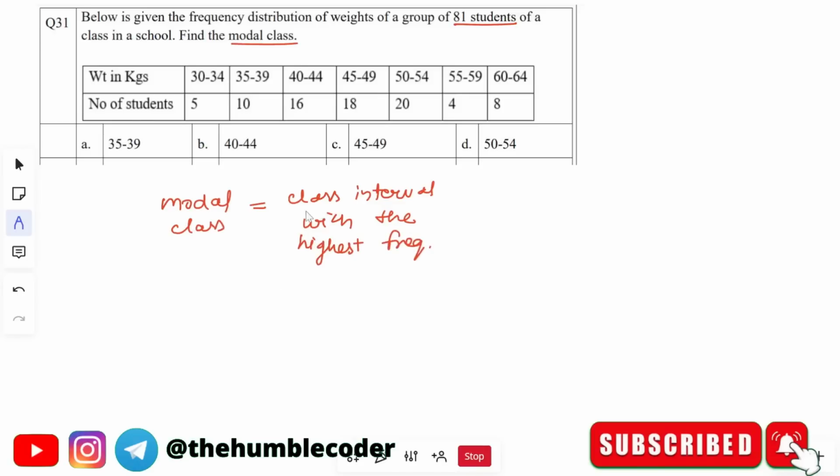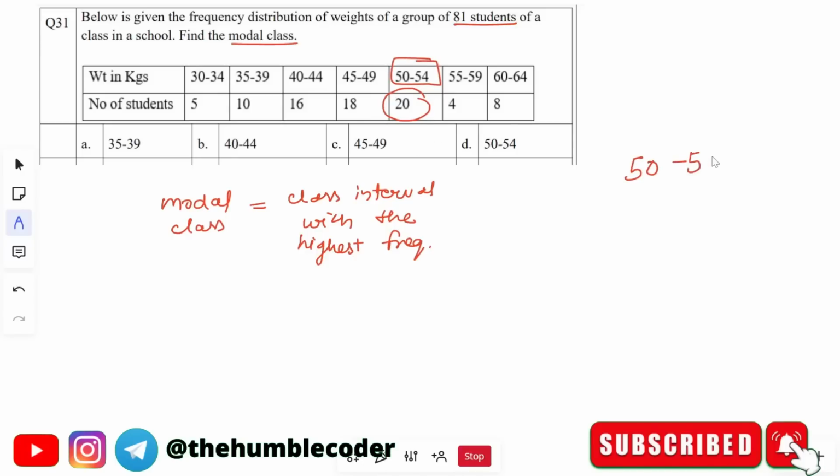So modal class is what? It is the class interval with the highest frequency. Now see, frequency is what? Frequency is the number of students in our case, right? So let's see which is the highest frequency, which means the highest number is 20. So in this one, it's the interval we have to take. So the answer for this one is going to be 50 to 54, right?